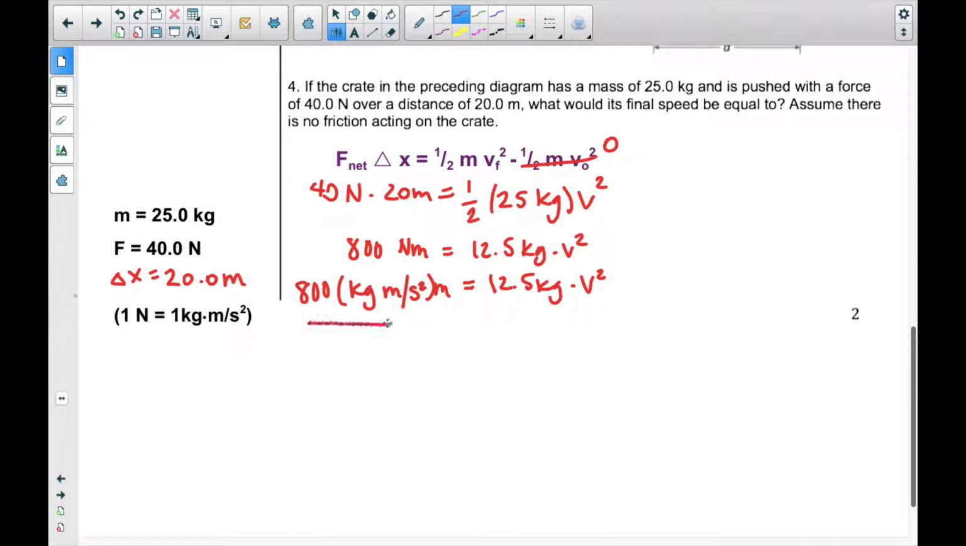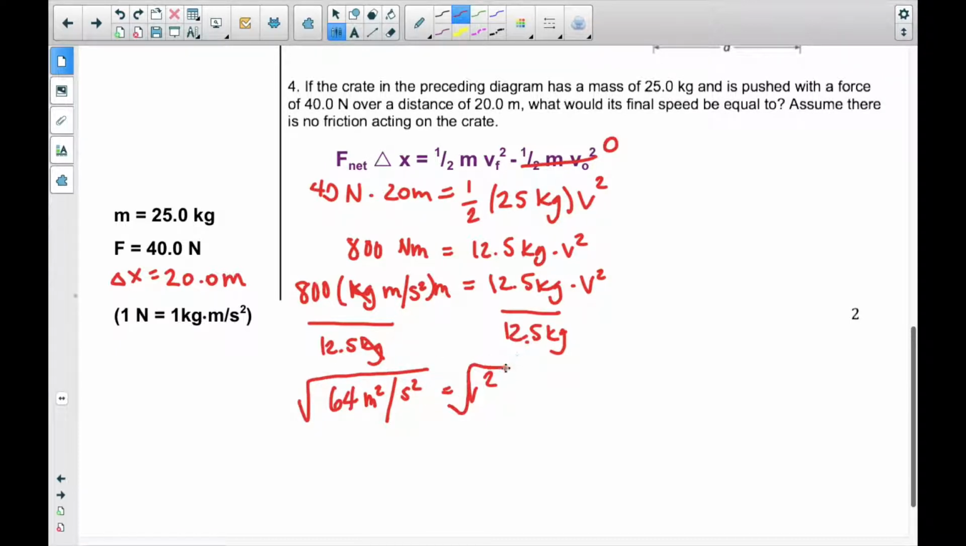Because we're going to divide by 12.5 kilograms. And when we divide by 12.5 kilograms, the kilogram unit gets lost. So 800 divided by 12.5 is 64. And the units that we have left, meter times meter, is meter squared per second squared. And over on the right, we have the velocity squared. Now we just have to take the square root of both sides. And what we get is 8 meters per second. So we've solved for the velocity.